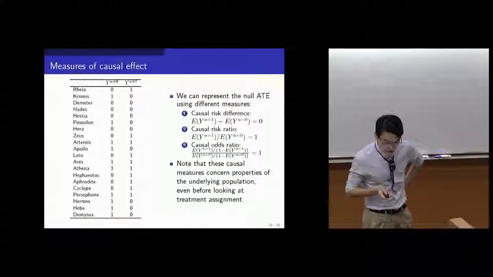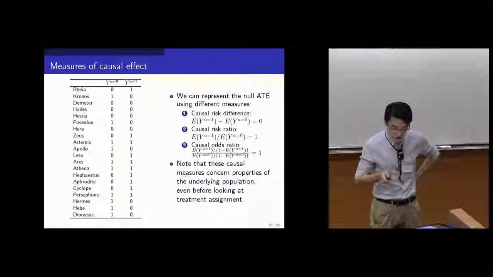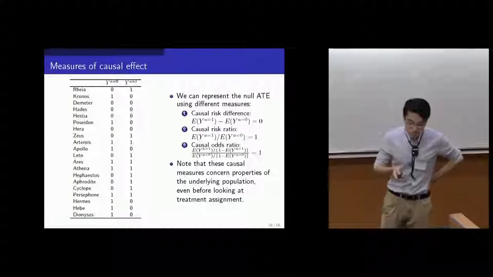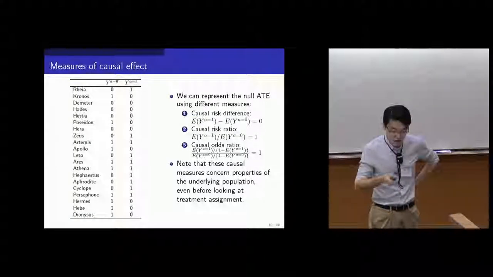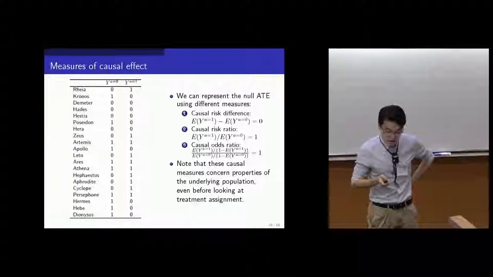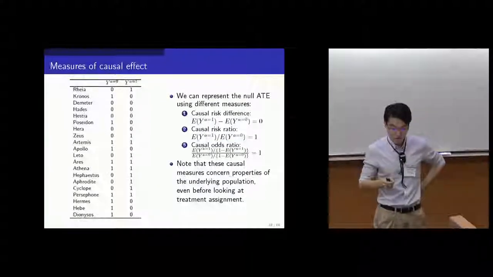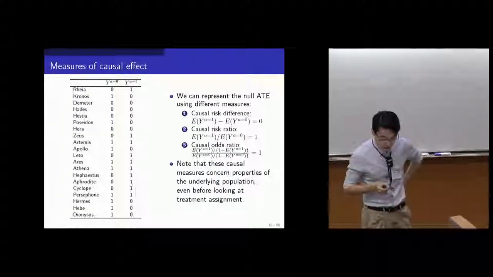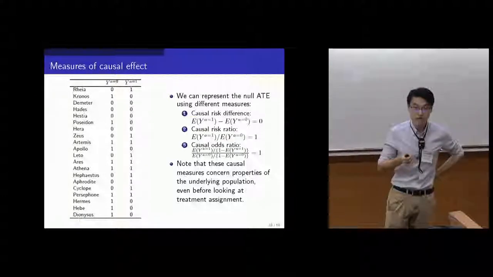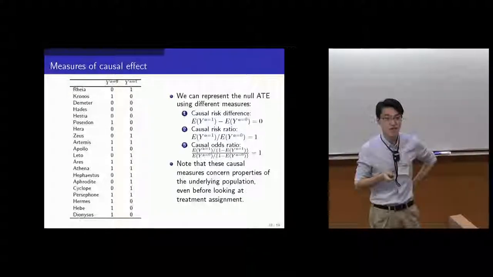And we can represent the average treatment effect on different scales. For example, the risk difference, risk ratio, and odds ratio, right? So the choice of these different measures depends on your question of interest, right? So the risk difference, for example, if you want an absolute measure of the risk reduction, then you can use the risk difference and so on. So note that, again, these causal measures concern properties of the underlying population even before looking at treatment assignment. Okay? So this is a property of the population itself, as of now.